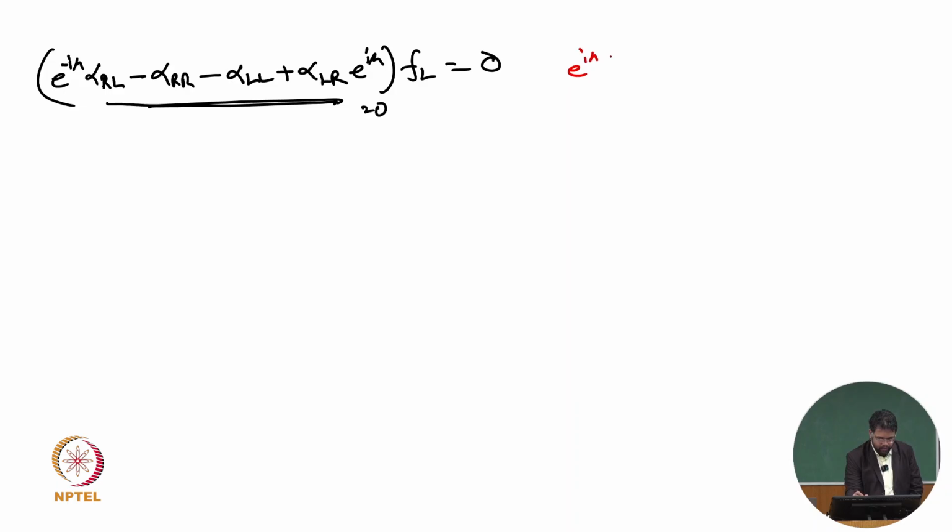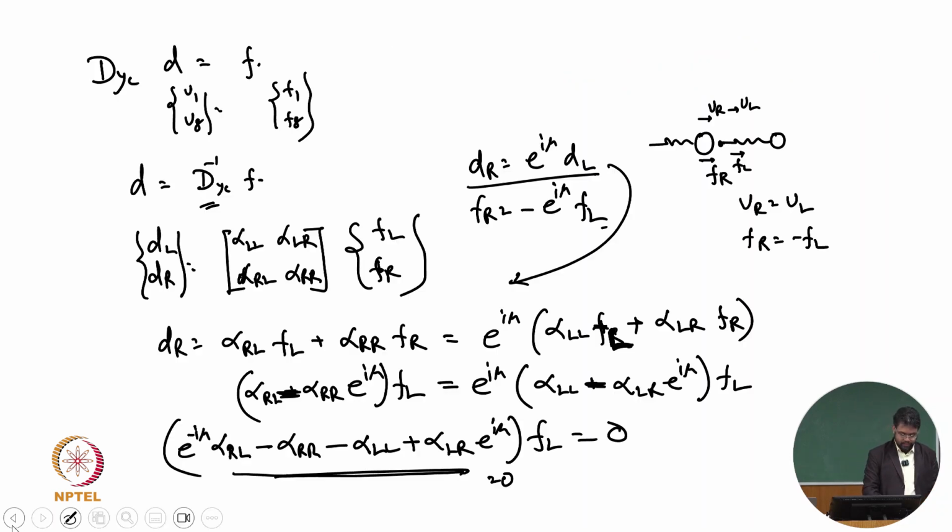So we can write it: e to the power of i mu minus i mu alpha RL plus alpha LR e to the power of i mu should be equal to alpha RR plus alpha LL. Now here there is a very interesting thing. You see alpha RL and alpha LR. What does that mean?